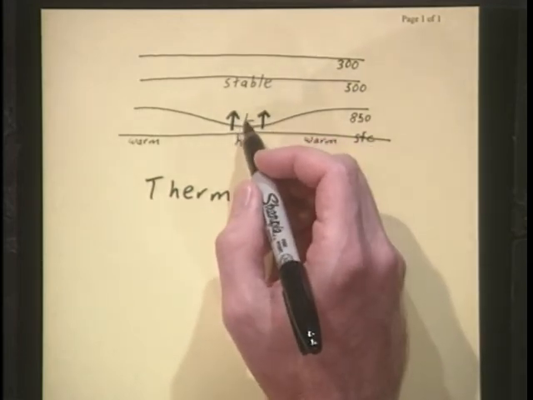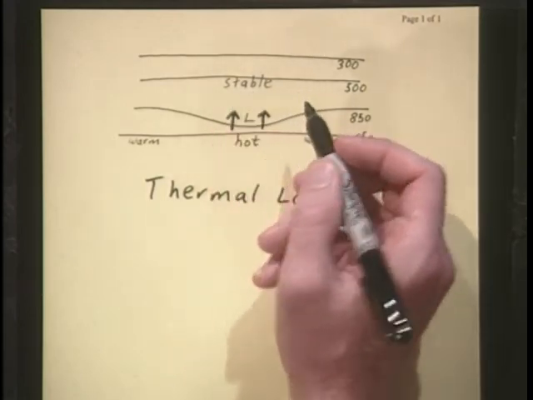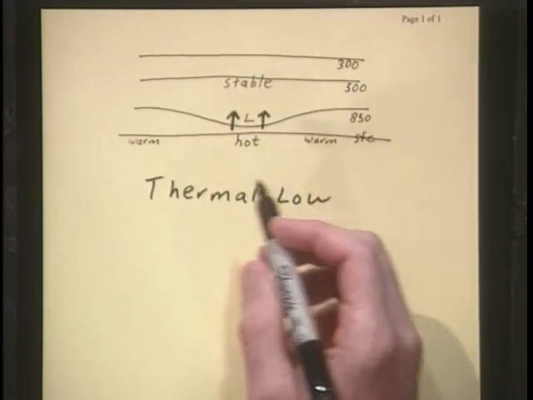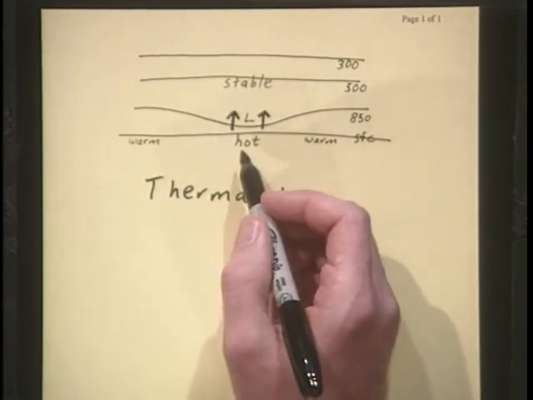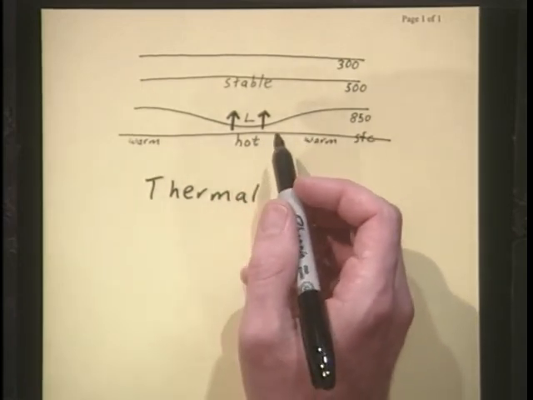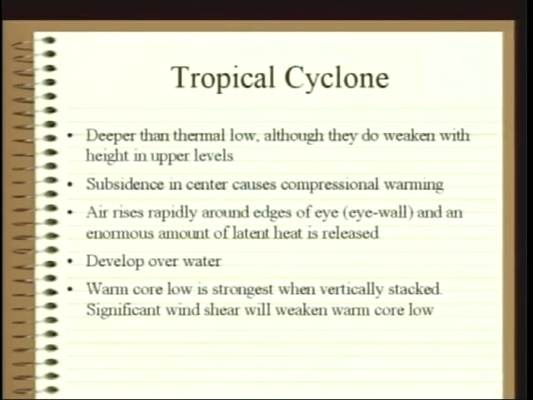But it usually doesn't rise up very far into the troposphere before it encounters a stable layer. So you'll often, in the southwestern part of the United States, see a low pressure system there, but not much weather occurring with it. Next, we'll look at the tropical cyclone.